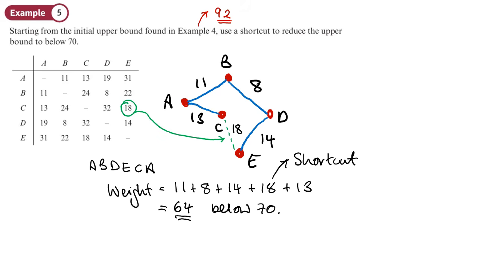Which is fine. Now I've just chosen one way of doing it. There may be different ways of getting an upper bound below 70, maybe choosing a different starting vertex or a different shortcut. But typically what we want to do is find an edge which isn't in the minimum spanning tree, but is in the original network, which we can get either from a diagram of it or from the table of least distances here.